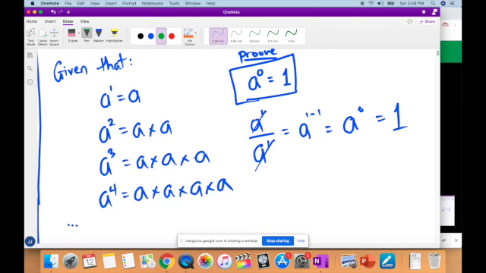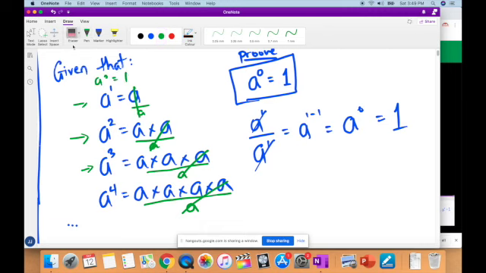Another way is we could see it right here. If I take a to the power of 4 and I divide that by a, I'll get a to the power of 3. If I divide that by a, I'll get a to the power of 2. If I divide that by a, I'll get a to the power of 1. And if I divide that by a, you'll end up with a to the power of 0, which is 1.